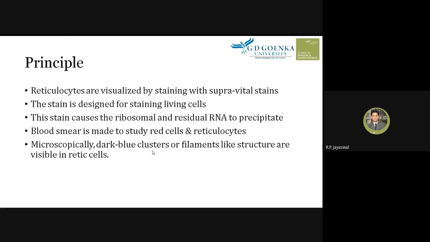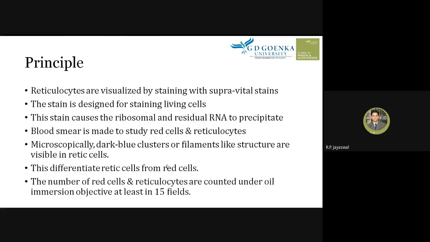Microscopically, dark blue clusters or filament-like structures are visible in retic cells. So this is what we can observe in reticulocytes. Reticulocytes are also called retic cells. So these clusters of dark blue or filament-like structures can be visible inside the retic cells, and this differentiates retic cells from the red cells. Okay? So retic cells and red cells can be differentiated based on this observation, that dark blue clusters or filament-like structures can be visible in the cytoplasm of retic cells.